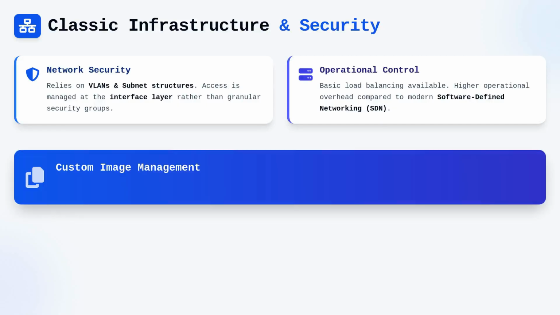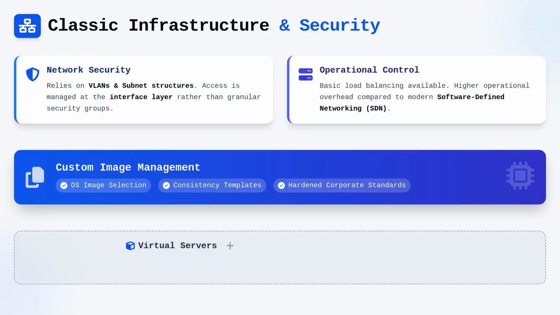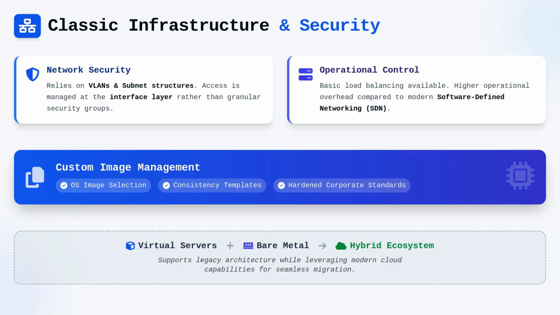You are also responsible for selecting the operating system images, and the ability to utilize custom image templates is a key feature for maintaining consistency across a large fleet of servers. This is particularly important for organizations that need to deploy hardened images that comply with corporate security standards. In terms of migration, many companies find that combining classic virtual servers with bare metal options allows them to maintain a hybrid approach that supports legacy architecture while still taking advantage of the surrounding cloud ecosystem.